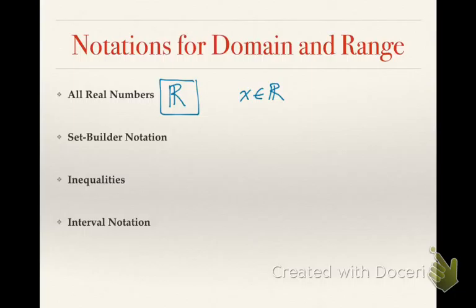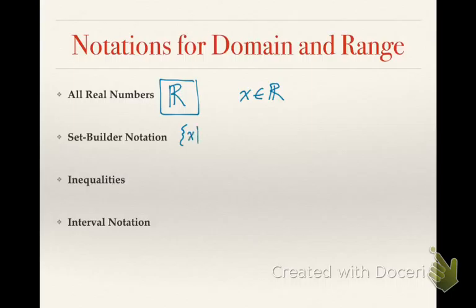When there are restrictions on the domain, saying only certain x values will work or only certain y values will be in the outputs, we can use other types of notations to indicate that. Set builder, inequalities, interval notation. Okay. Set builder notation is where you have the set notation. Okay, that's just the squiggly brackets.